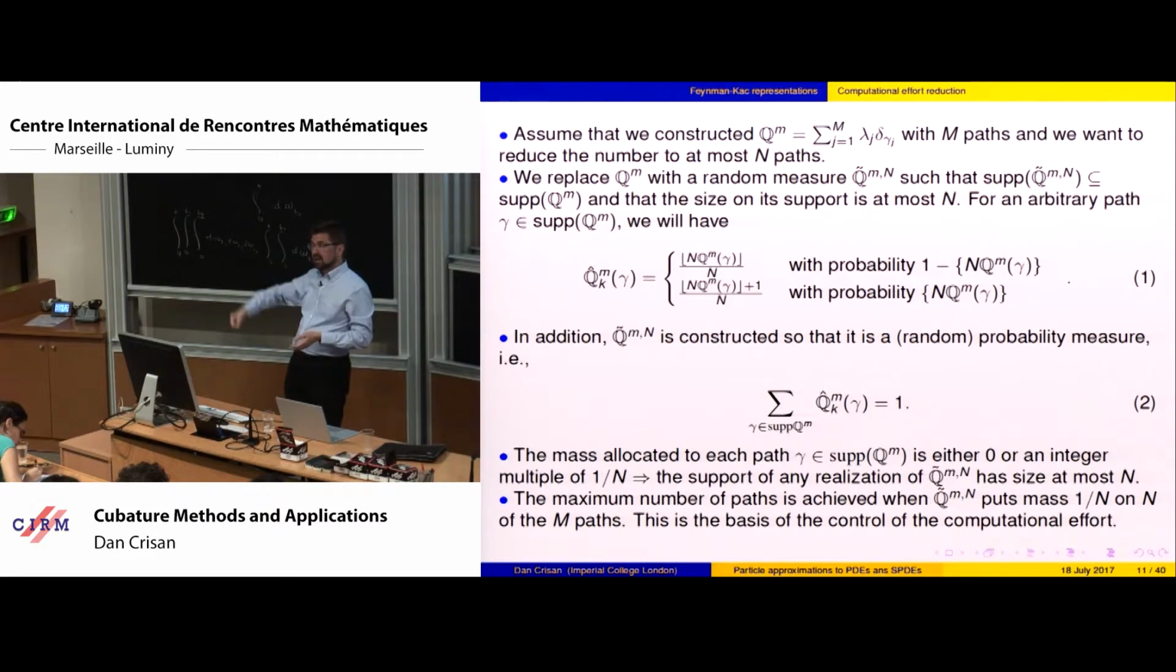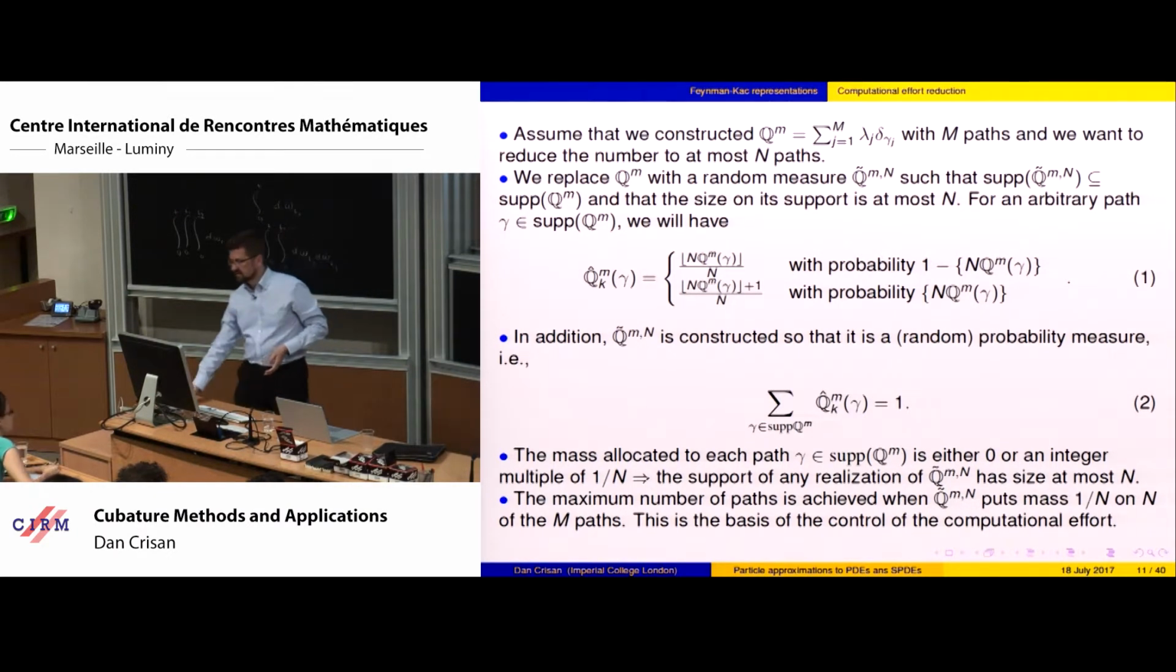And when I select my paths, by taking into account these weights, I want to select at most n of these paths in such a way that I come as close as I can to the corresponding weight, within 1 over n of the corresponding weight. So this is the formula that is done in here.